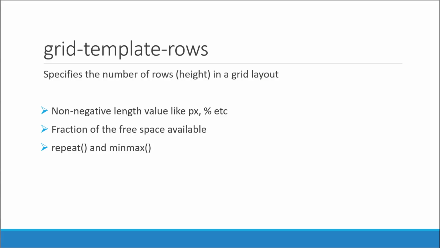So the grid template rows property is used to specify the number of rows in the grid. The height can be any non-negative length value like pixels, percentage, etc., or as a fraction of the free space available. You can also make use of functions like repeat and min-max. This property also accepts a line name as part of the value, which I'm going to leave out as it is not significant from a beginner's perspective.